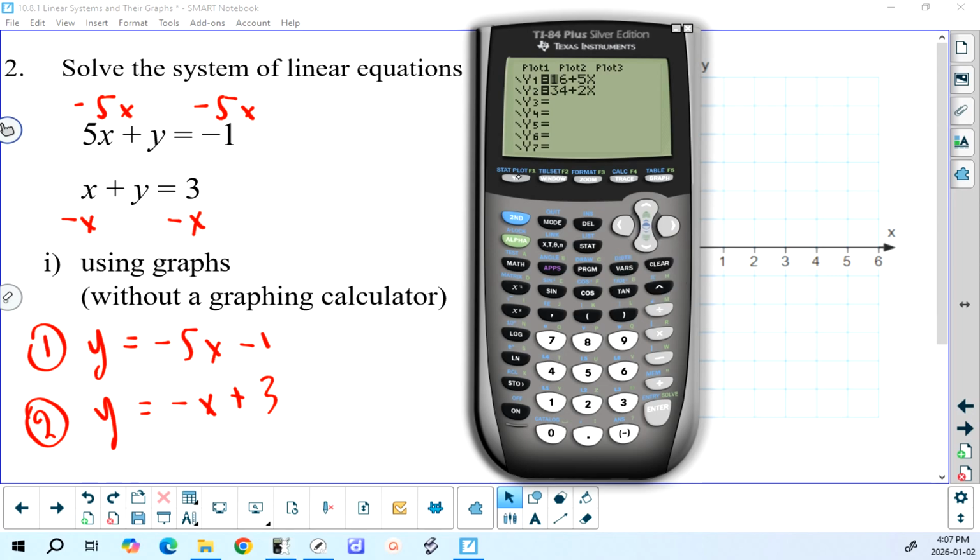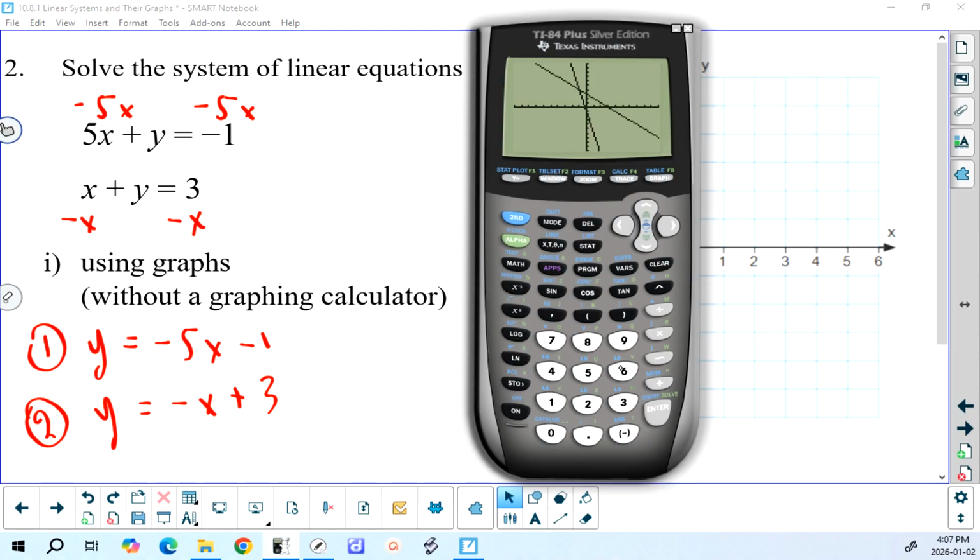So for y1, I'm going to put negative 5x minus 1. For y2, I'm going to put negative x plus 3. Make sure I've entered them correctly. Negative 5x minus 1, negative x plus 3. My recommendation to everybody is, unless it's a word problem, like Lucia and Nadia's money, always go to the zoom key, which is dead center on the top row of your calculator, and choose standard, which is number 6. There's line 1, there's line 2.